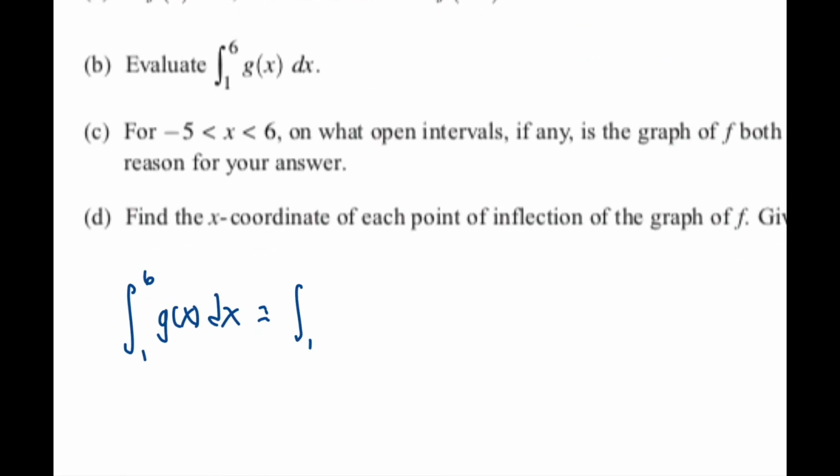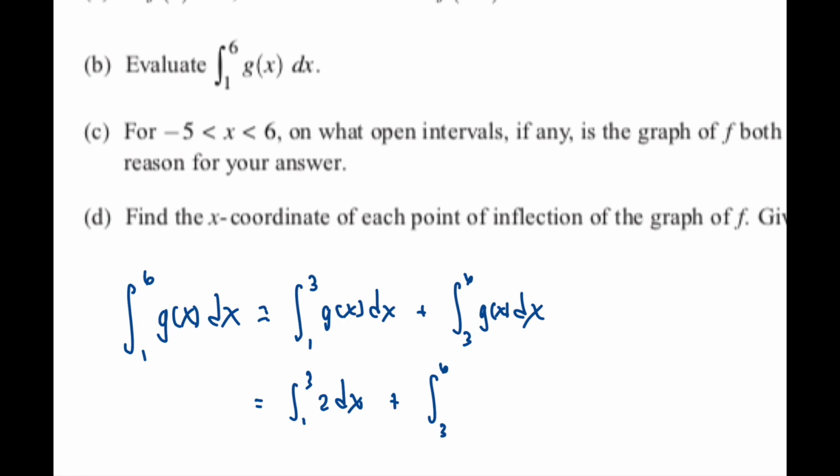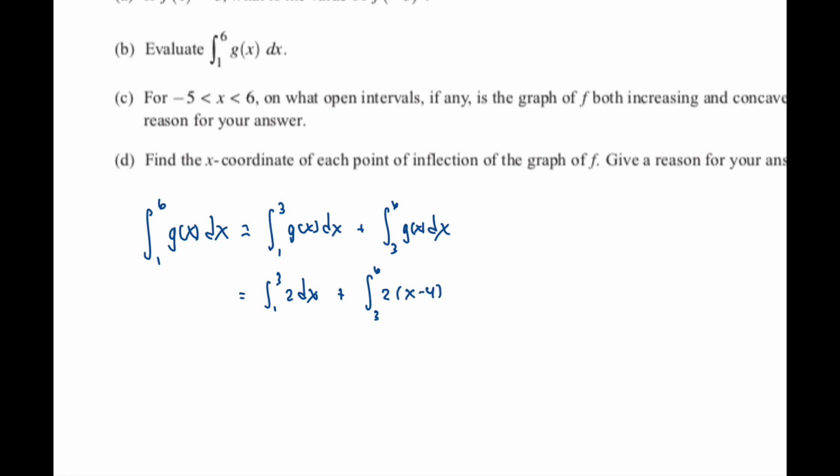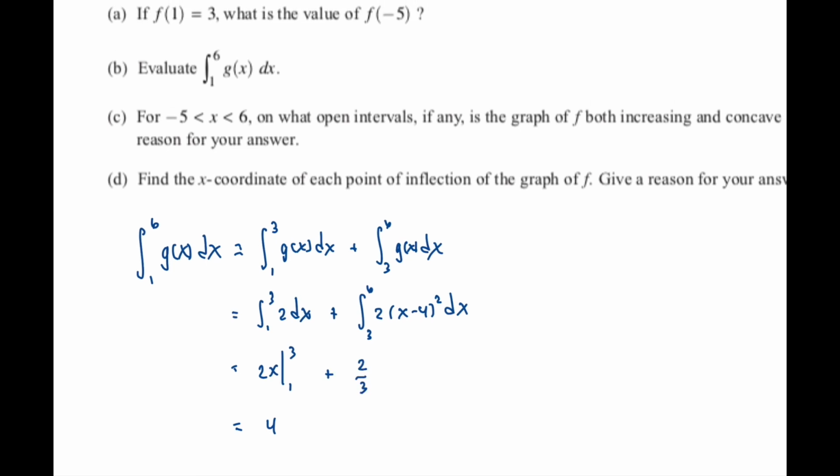It's going to be the integral from 1 to 3 of g of x dx plus the integral from 3 to 6 of g of x dx. Now that's useful because the integral from 1 to 3 of our function is just that height 2 dx. Plus here, we've got the integral from 3 to 6 of our parabola, which is given by 2x subtract 4 squared dx. Taking the antiderivatives, we have 2x evaluated from 1 to 3, and as we noticed, that gets us 4. We've got 2/3 times x subtract 4 cubed, evaluated from 3 to 6.